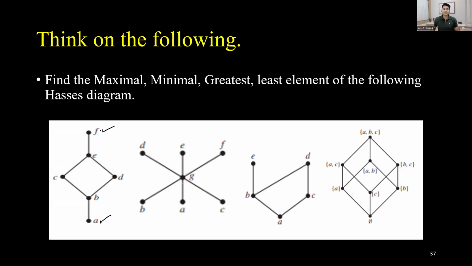Maximal, minimal. Okay. Now the next one is the greatest element. Greatest element is the element related to every element, the upper bound of every element. F is the upper bound of E. Yes, it is connected. F is the upper bound of C. Yes, from C we can move to F. F is the upper bound of D. Yes, from D we can move to F. F is the upper bound of B. Yes, we can move. F is the upper bound of A. Yes, we can move to it.